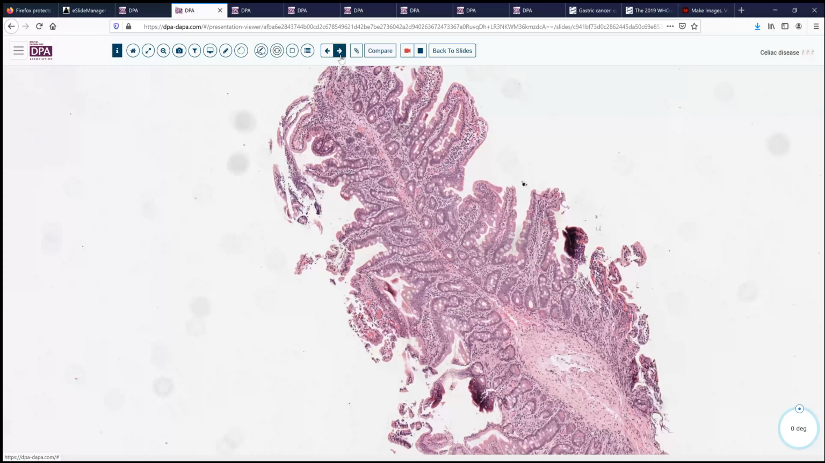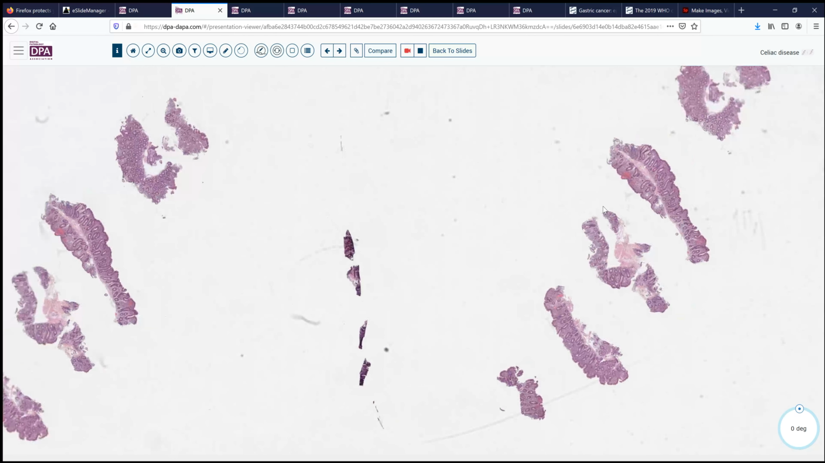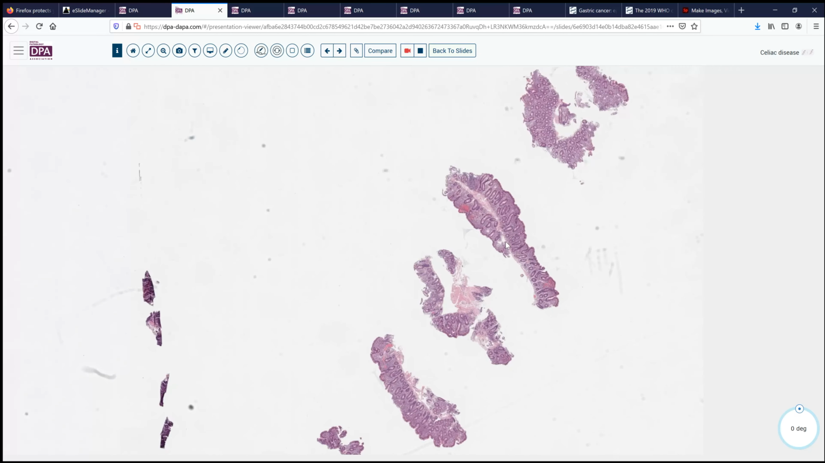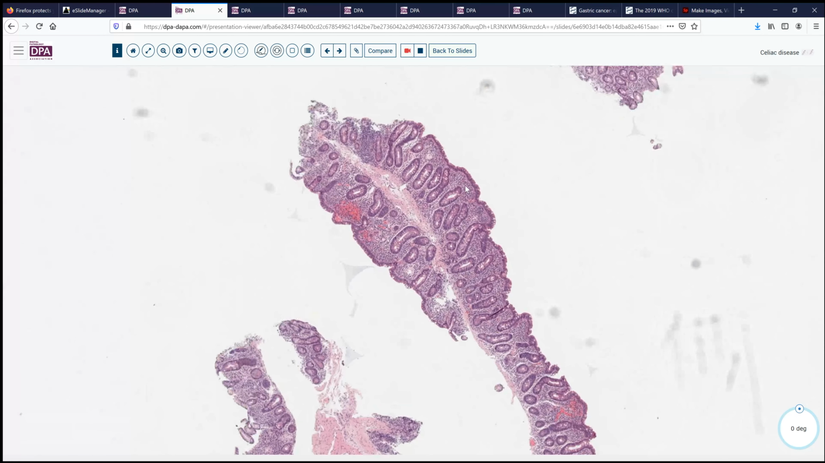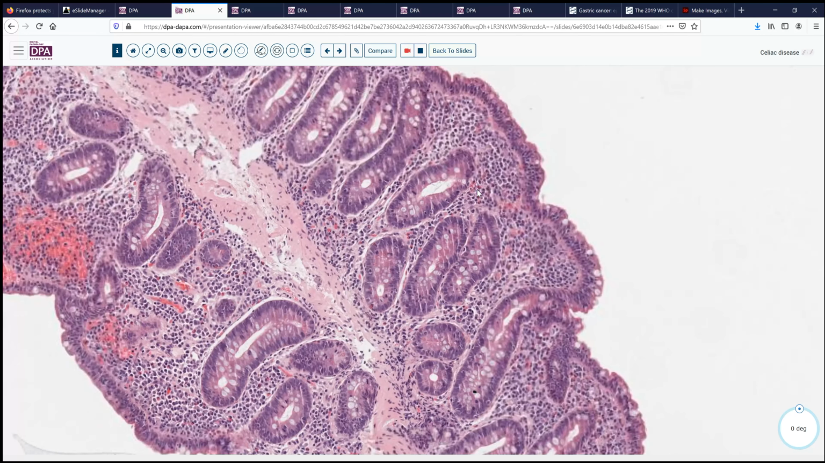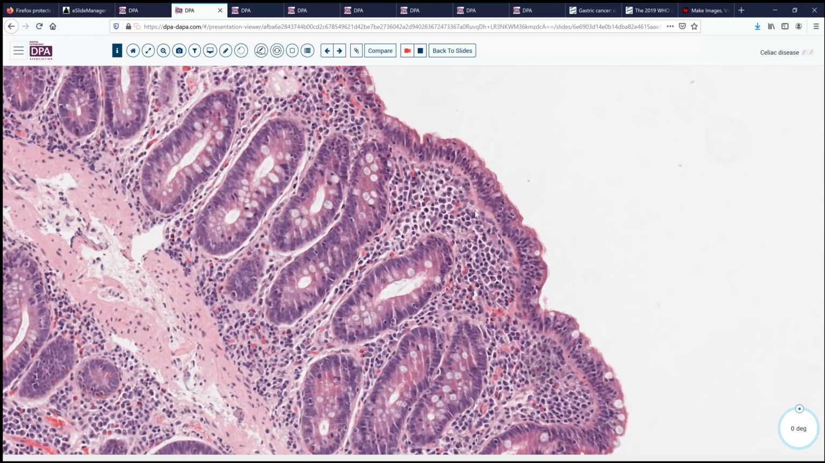Let's look at another case here. Again, a case with celiac sprue, but in this case, a little bit more advanced. And as we can see here, there is now significant blunting, crypt hyperplasia. And if we go to high magnification, well, it's very easy to catch the increased lymphocytes here in the epithelium and in the epithelial compartment.